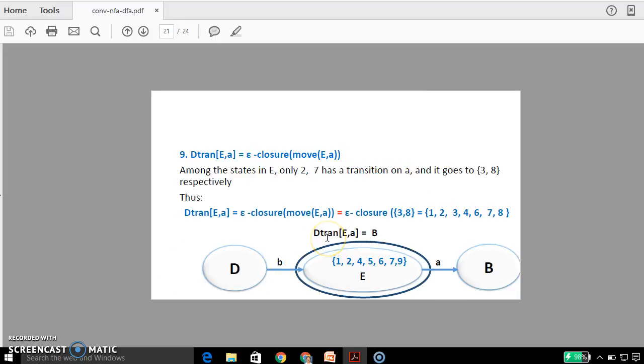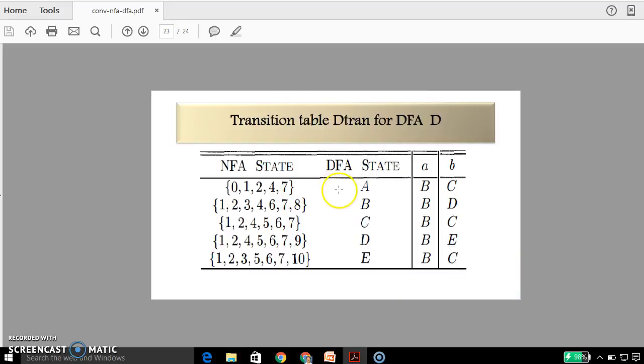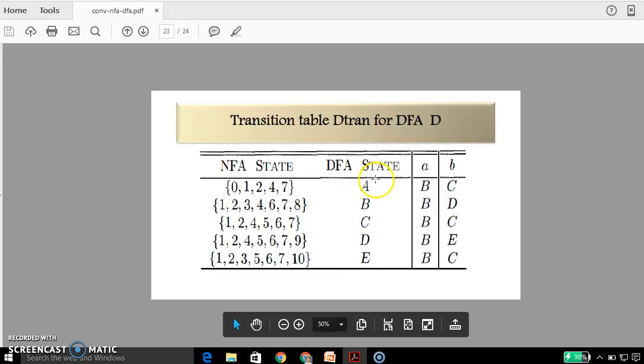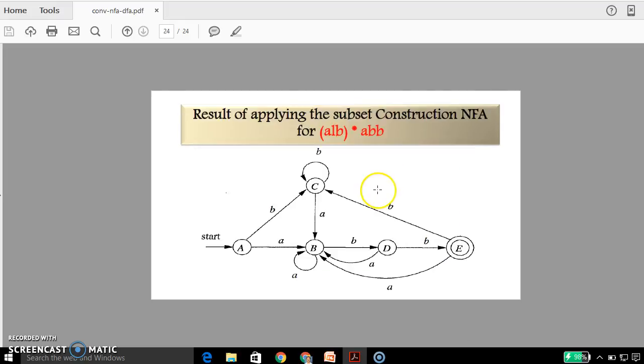Then ultimately we have a transition table that contains the entire set of states, which is nothing but a DFA. The DFA generated is then converted into the given transition diagram. Thank you very much. This is a simple procedure.